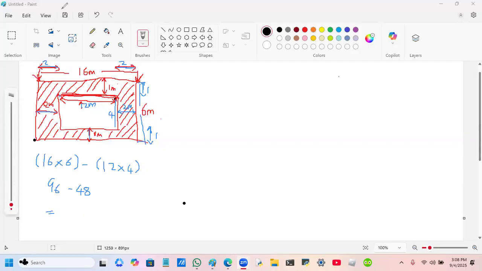So this is going to be 96 minus 48. And 96 minus 48, 16 minus 8 is 8, and we're left with 8 minus 4, which is 4. So the answer is 48 meters.